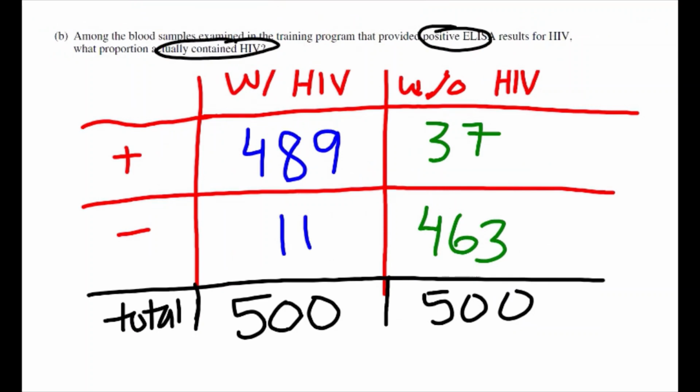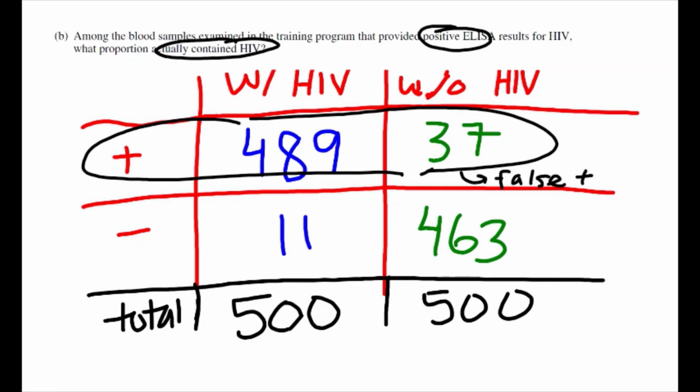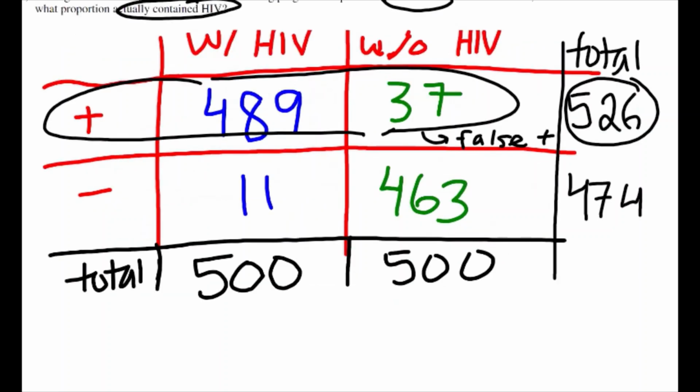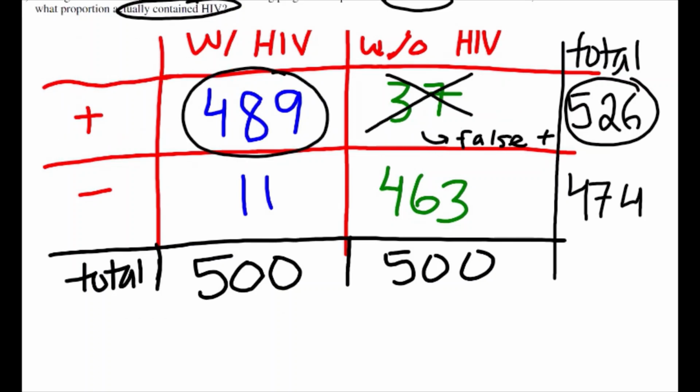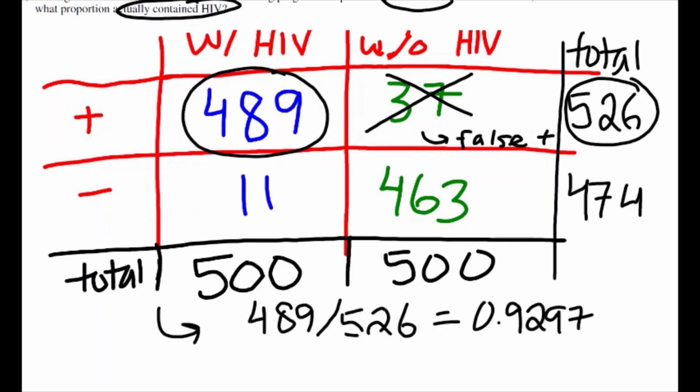In Part B, we again have to refer to our chart, as it asks us, out of the blood samples that provided positive ELISA results, which actually contained the HIV. Since we want all positive results, this total is going to include our false positives as well, leading to a total of 526 samples. However, we then want to know how many of these 526 samples actually contain HIV, which then excludes the false positives, which is 489 out of 526, which equals 0.9297.